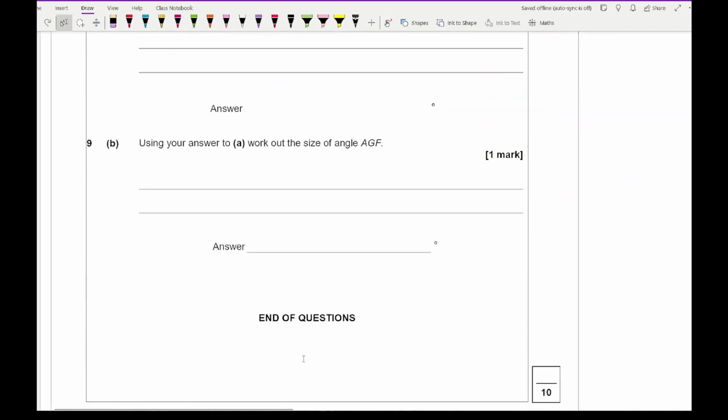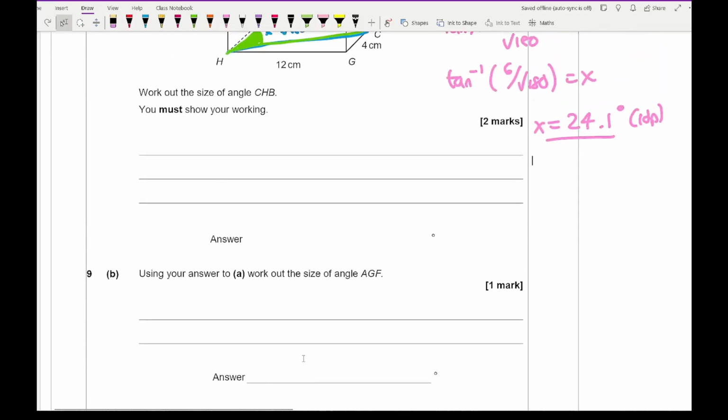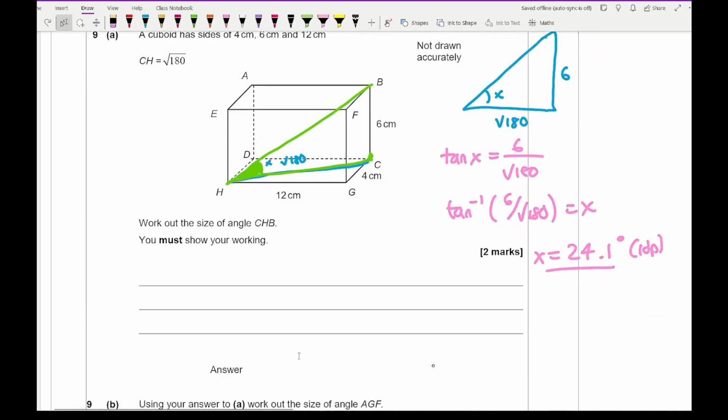Then the last question, it says using your answer in part A, work out the size of AGF. So let's first of all have a look at where AGF is. So A is here, G is there, and F is there. So it's this angle here that I'm wanting to find. Now, this is obviously a right angle. In terms of this angle here that I found in part A, it's going to be the same as this angle here. So that's going to be 24.1 also.